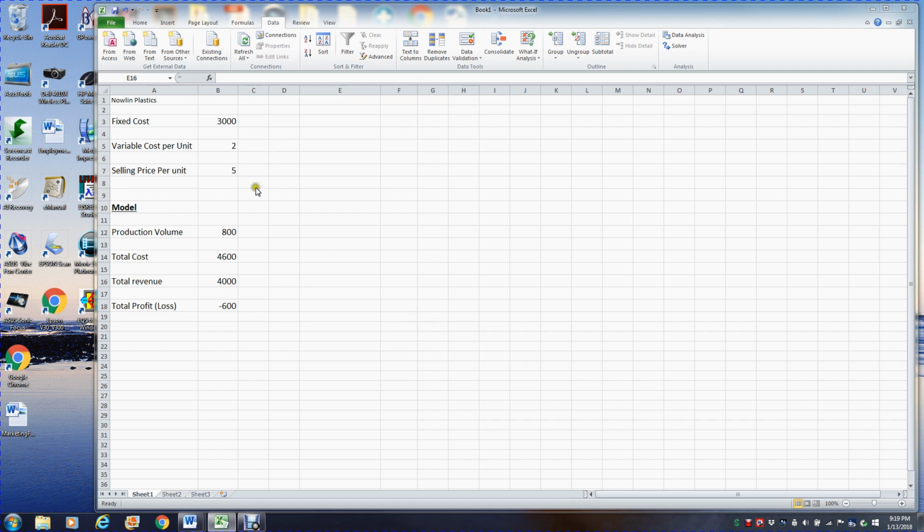I've already built the spreadsheet example. As you can see here, it shows fixed cost, variable cost per unit, selling price per unit, and in the model section there is the production volume, total cost, total revenue. I'll fix my typo here. And then the total profit or loss.